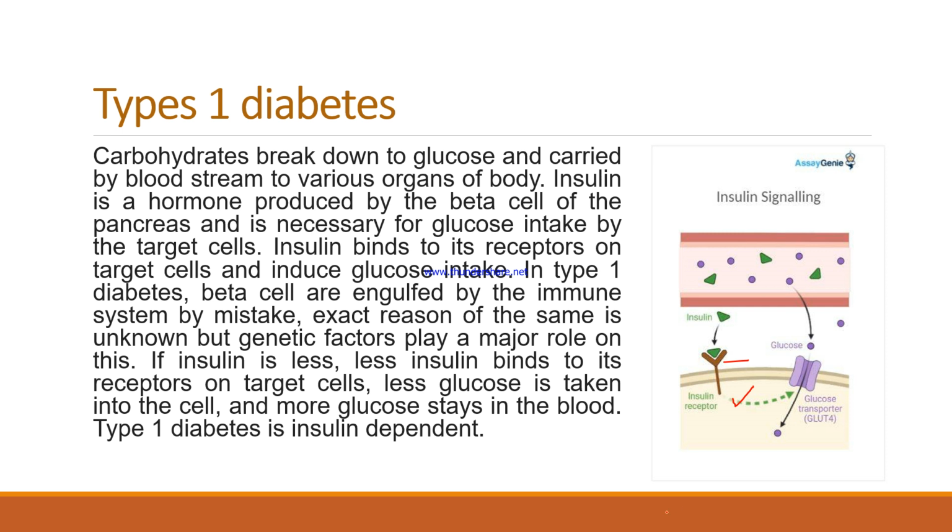So if the insulin is less, then less insulin binds to its receptor on the target cell, fewer glucose transporter channels open, and less glucose is taken into the cell, and more glucose stays in the bloodstream, which causes hyperglycemia, which is the hallmark of diabetes. So type 1 diabetes is insulin dependent.